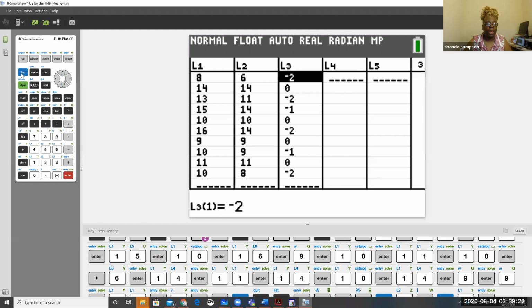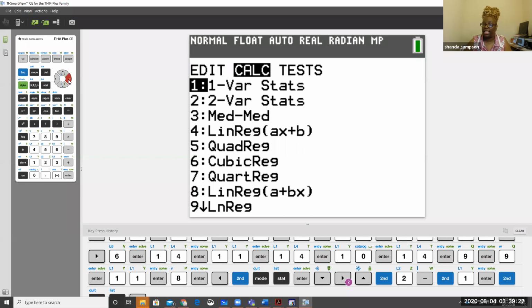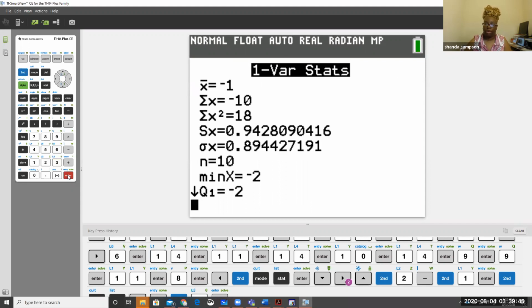So let's go back. I like to go to stat and then over to calculate. I don't even do my test yet, and just go quickly to one variable statistics. You should know about that. And then I'm going to select L3, because that's where my differences are. Second L3. Nothing in the frequency list, of course. If you don't know, check out another video. But anyway, here we have it. We have our X bar is -1, and you need to put -1.0. That's our D bar. And then we have our standard deviation of the sample here, which is 0.9.